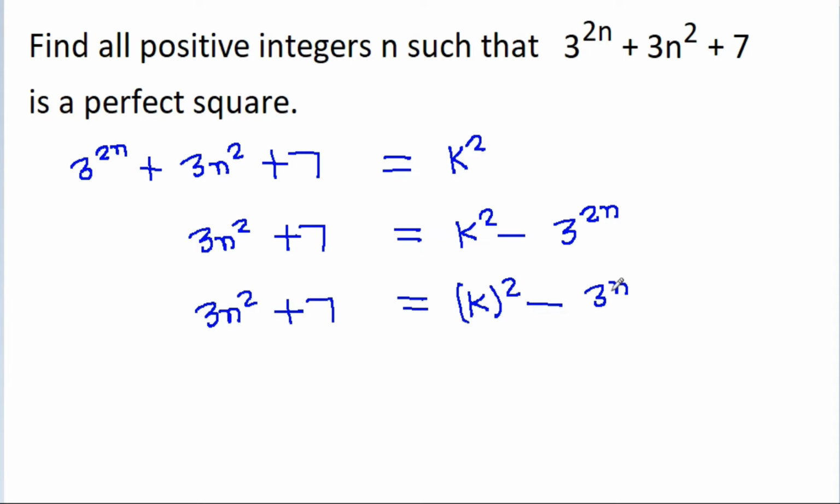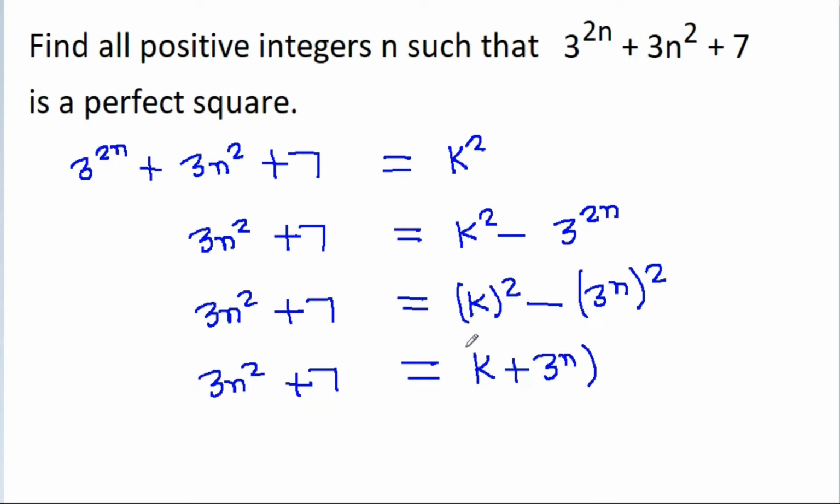And 3^(2n) is (3^n)^2, so 3n^2 + 7 is equal to a^2 minus b^2, which is equal to (a + b) times (a - b). So we can get (k + 3^n) times (k - 3^n).